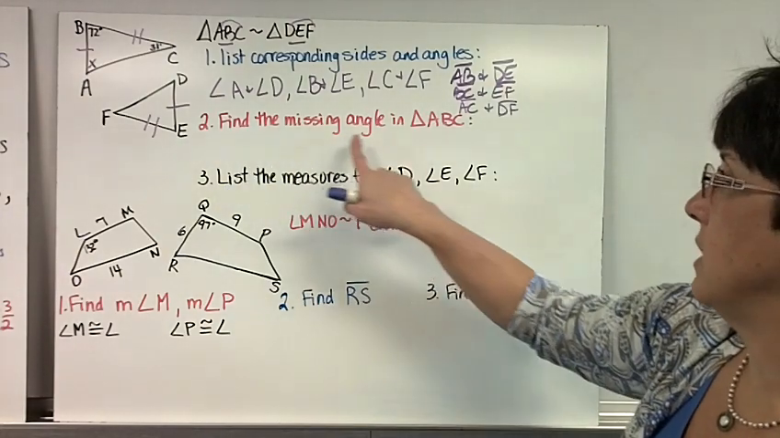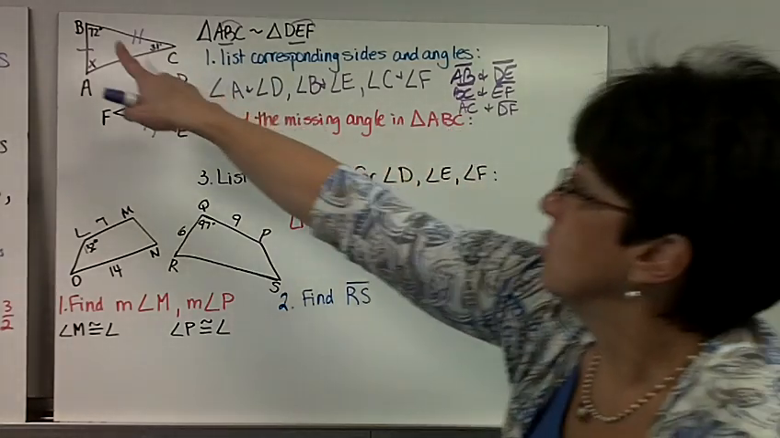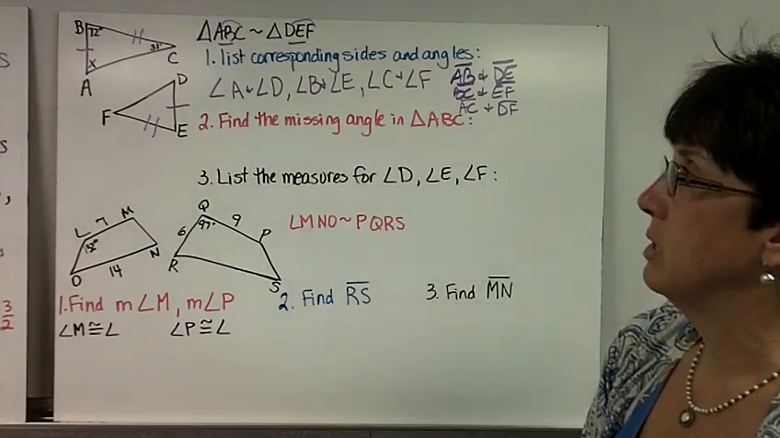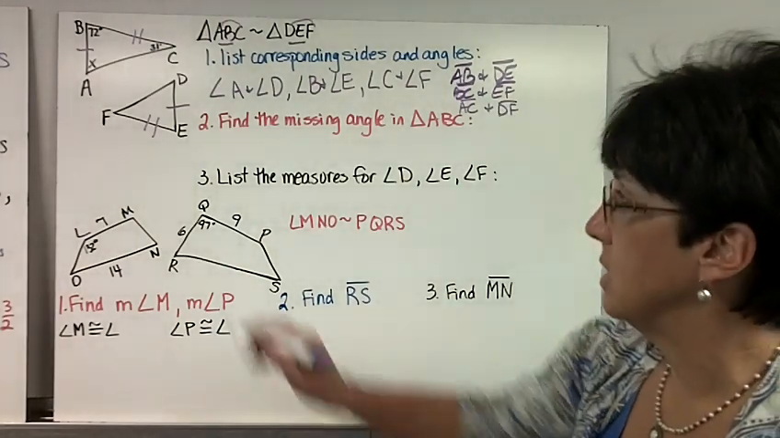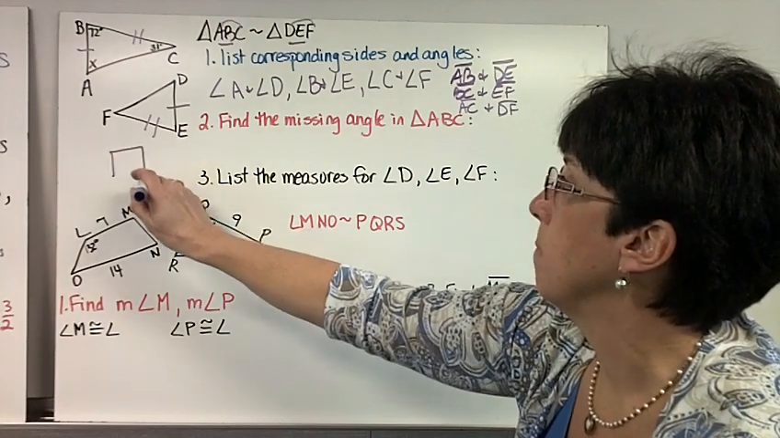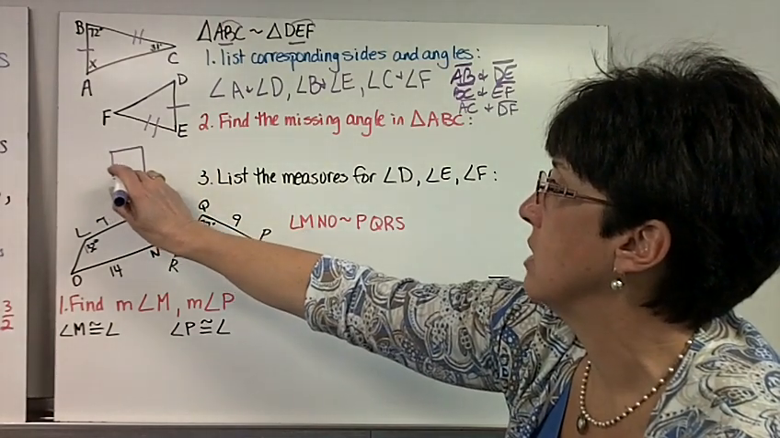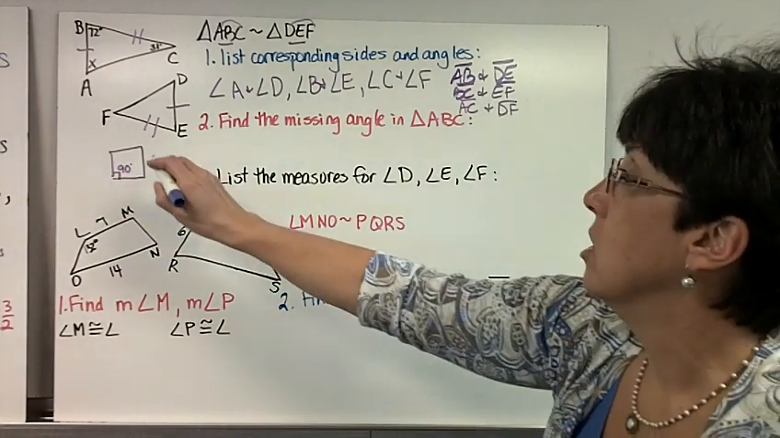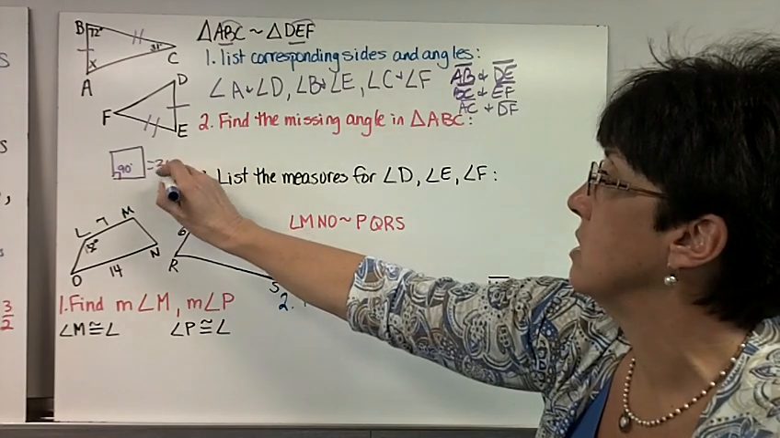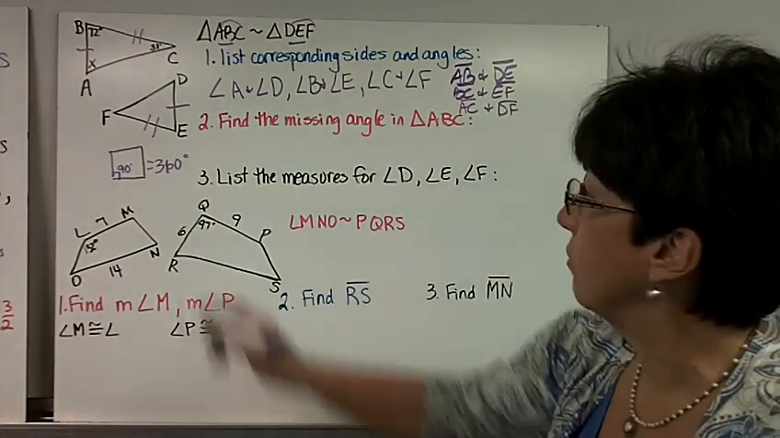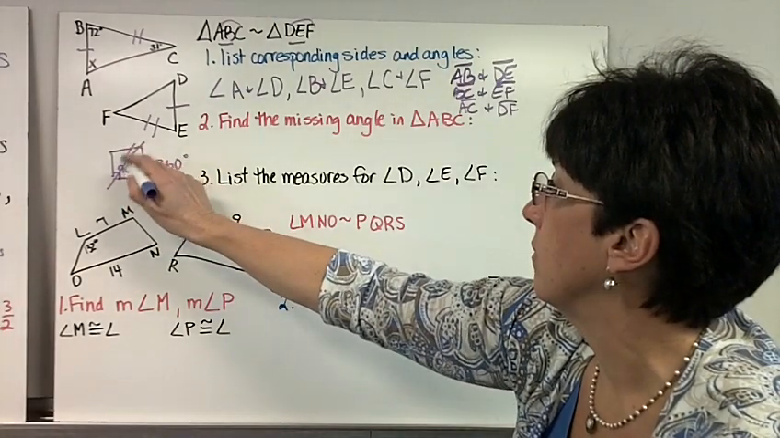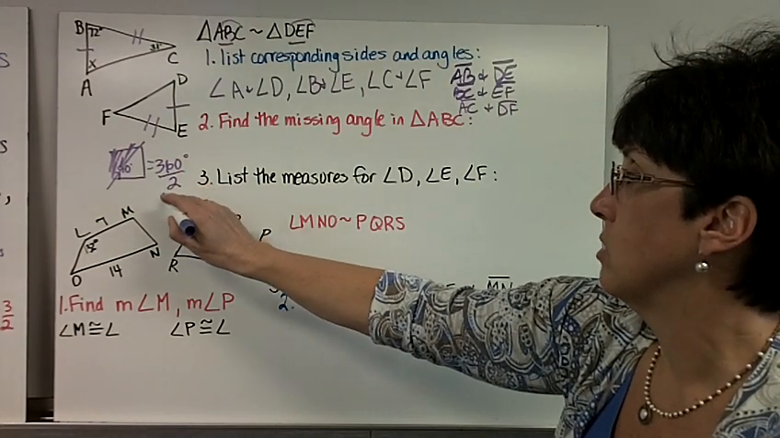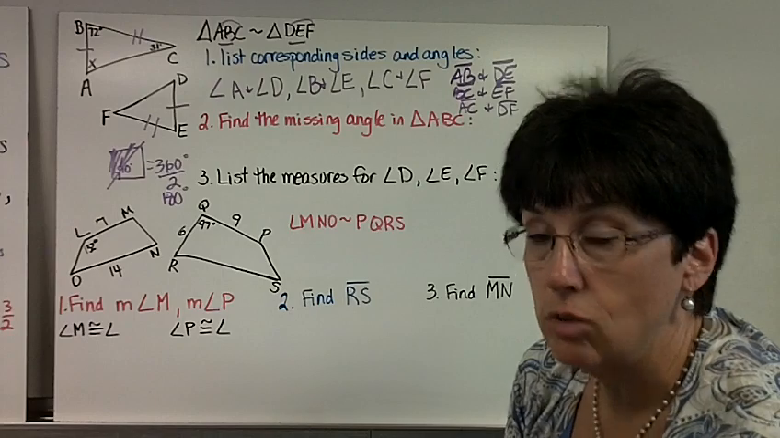All right, number 2, find the missing angle in triangle ABC. Here's triangle ABC. Well, all triangles have an interior angle measurement of 180 degrees because they're always half of a square. And you know that in a square, each of these angles is 90 degrees, and there are 4 90-degree angles. So that means a square is 360 degrees, and a triangle is half of that. So it's 180 degrees for every single triangle.